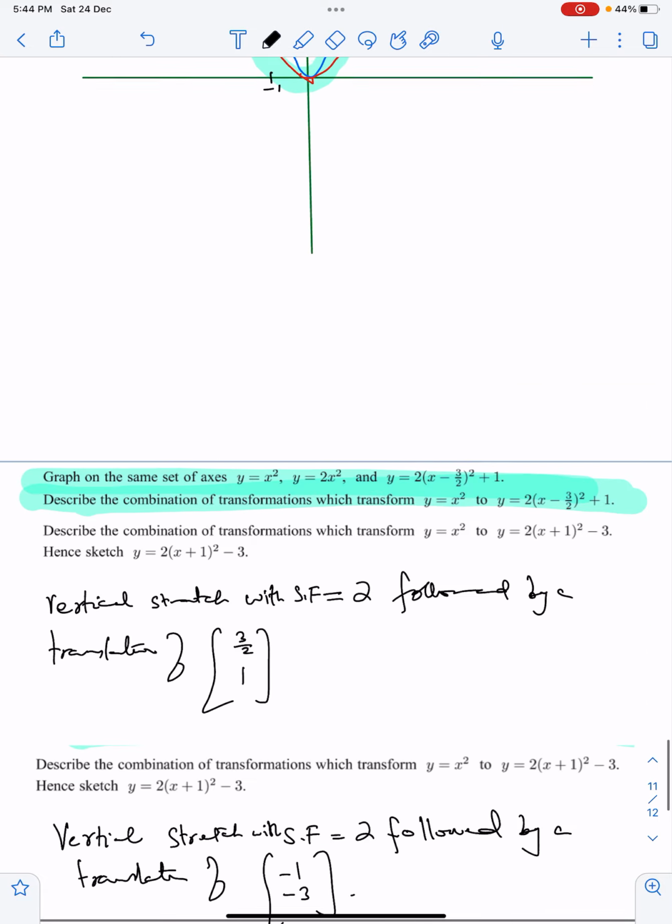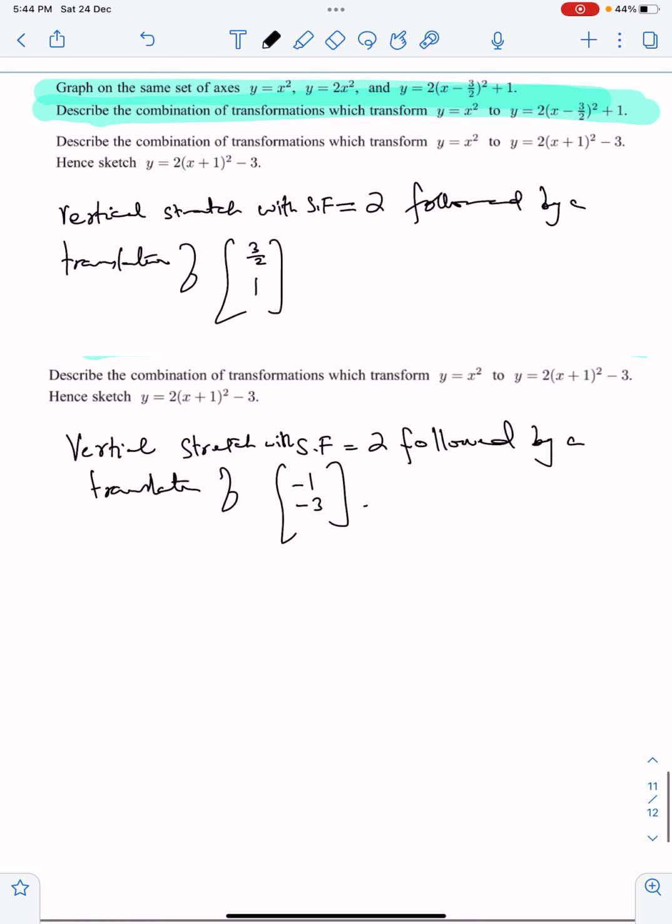Now we're going to do questions from the past papers and some questions where the transformations are combined.